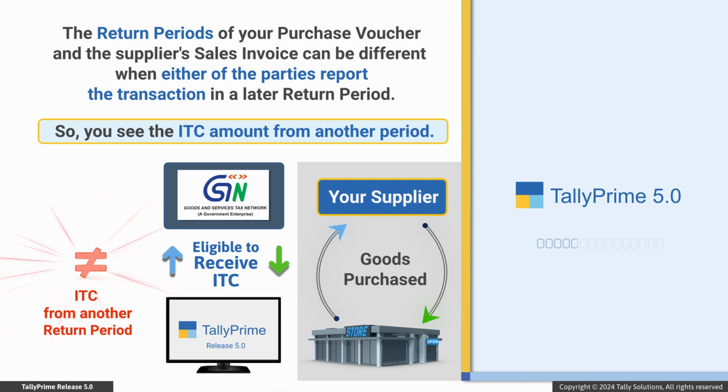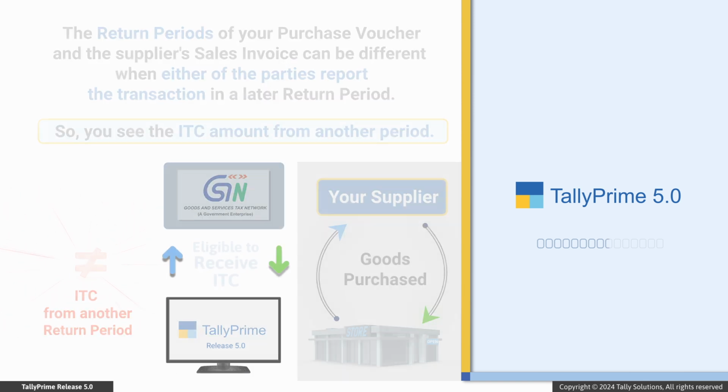In a different scenario, you might have missed to account for a purchase. So, you had recorded the purchase voucher in books in a return period. And that return period is different from that in which your supplier has reported the corresponding invoice. In such cases, the ITC amount will be from another period.